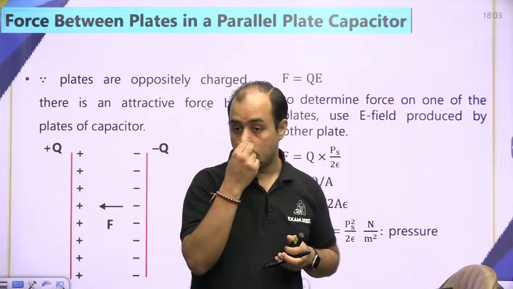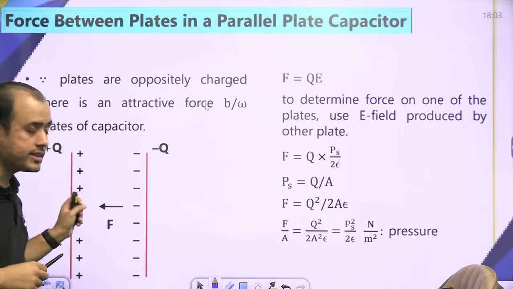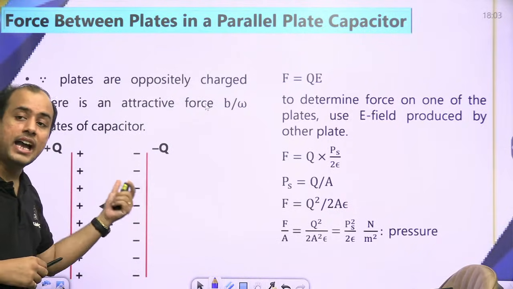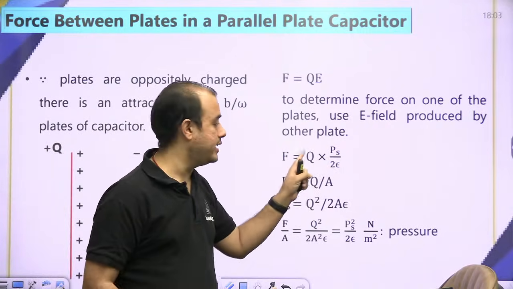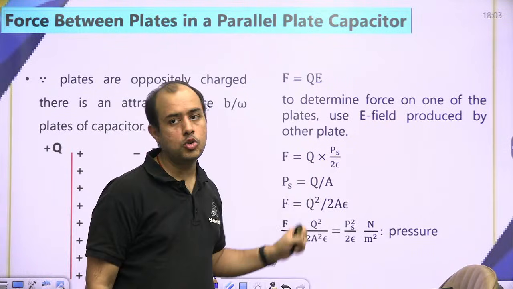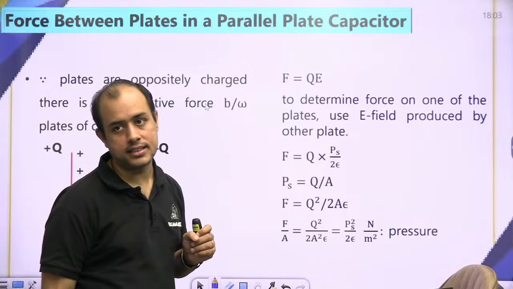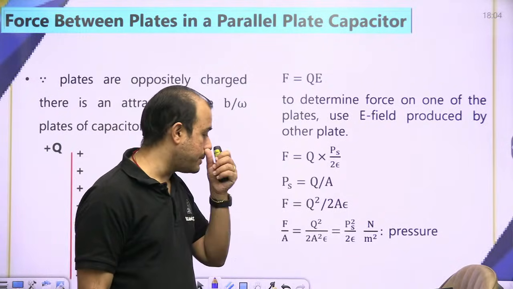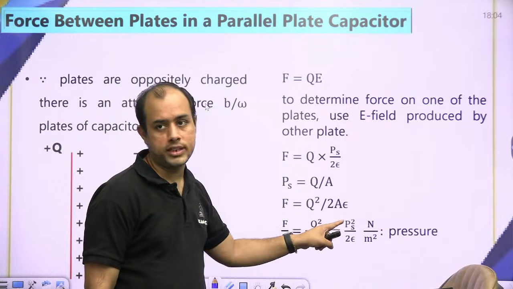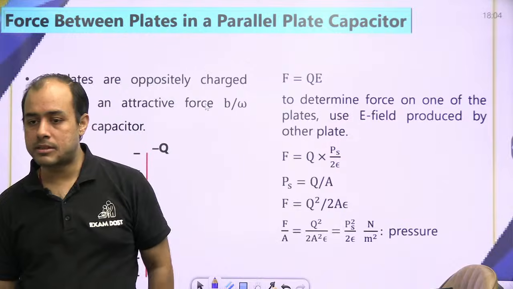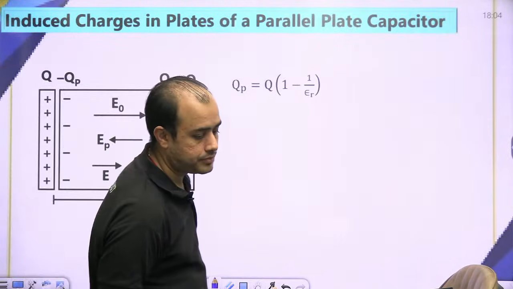Now you know, because of infinite sheet charge, the electric field is rho s by 2 epsilon. Then I will multiply it by q. Rho s by 2 epsilon comes for infinite sheet, into q. Now rho s is q by a, so you will get q square by 2a epsilon. That is the force. If you divide it by area, so force per unit area is q square by a square, which is rho s square. So rho s square by 2 epsilon, this is force per unit area, or we can call pressure.